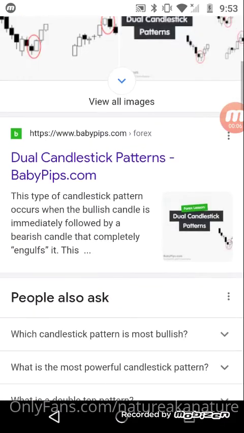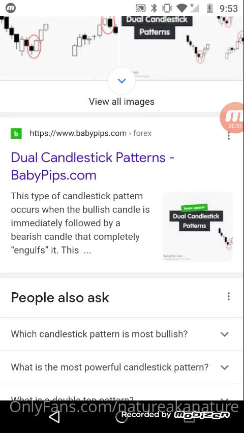Alright, so today we're going to just go over patterns. I want to speed the little process up. You're going to see this a lot in the market, a lot of dual candlestick patterns. Bullish engulfing, definitely. Bearish engulfing, definitely. So let's go over the dual candlestick patterns.